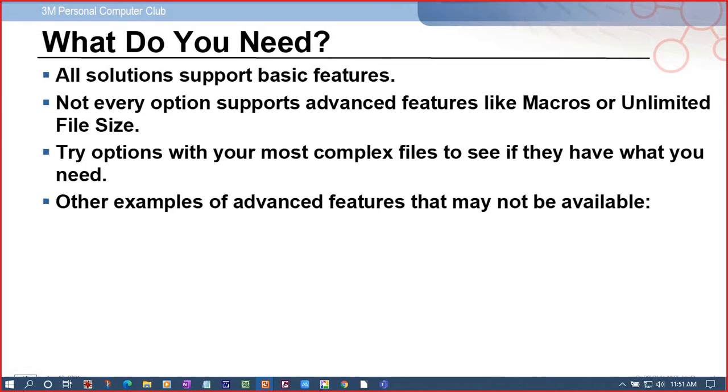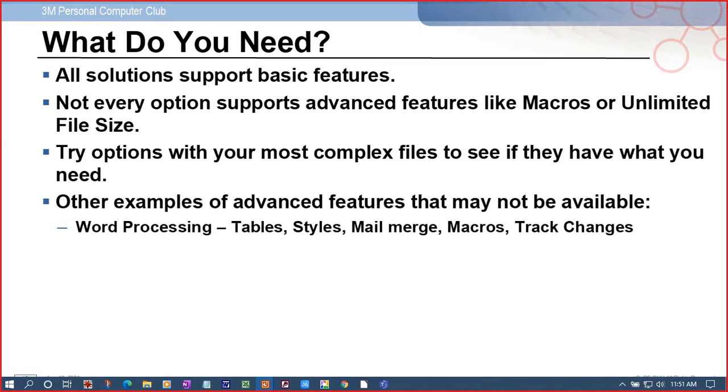These are some other examples of advanced features that may not be available in some of the packages. Like in word processing, maybe it doesn't support tables. Maybe it doesn't support styles for paragraphs and multiple columns, or mail merge, or macros, or tracking changes. I also used to use printing envelopes in Word. Well, if that's an important feature for you, then you want to find a package that may support that, or you may just be limited to buying the higher-end versions of Microsoft Office that do have that option in.